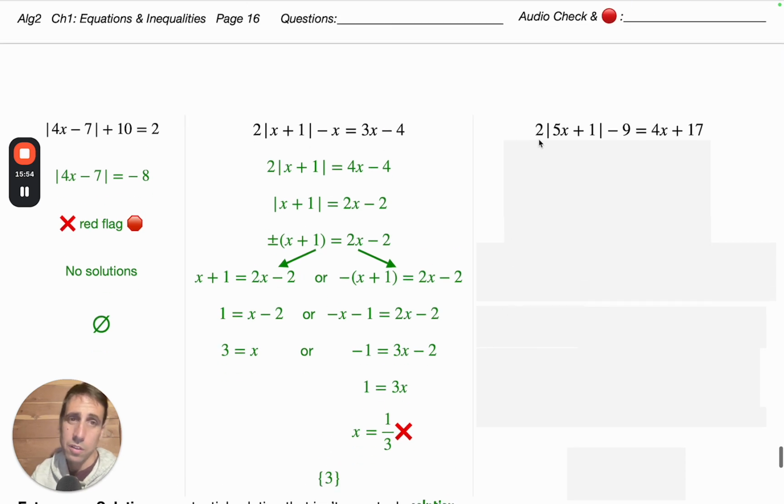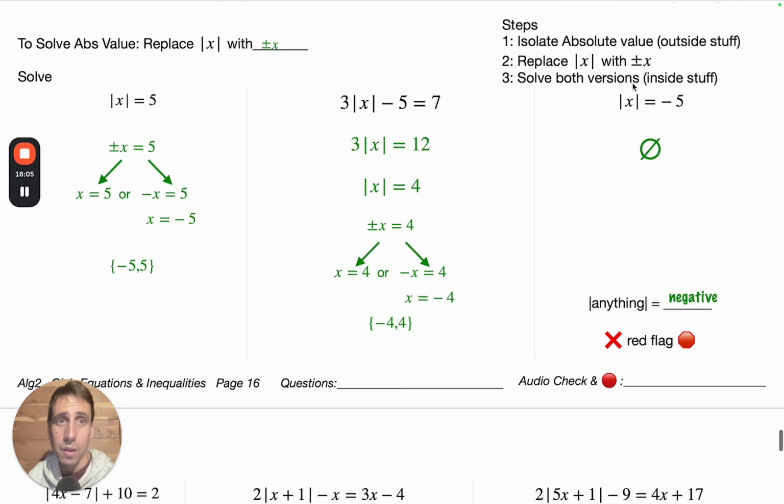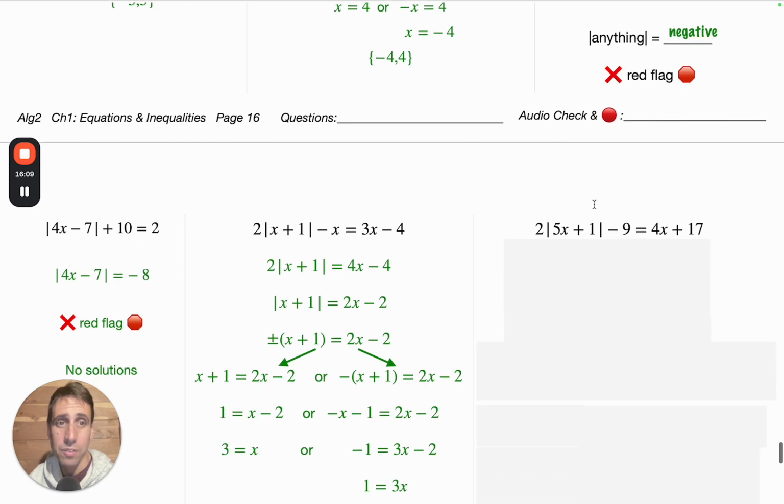All right, so it looks like we're in the same boat over here. I see a variable inside, I see a variable outside. So we're going to have to eventually check anything that we come up with. Let's see, I want to isolate the absolute value. That means get rid of all the outside stuff. So I have to undo the multiplication and subtraction. I'll do the subtraction first by adding 9 to both sides.